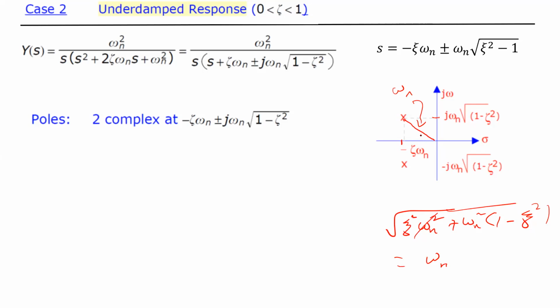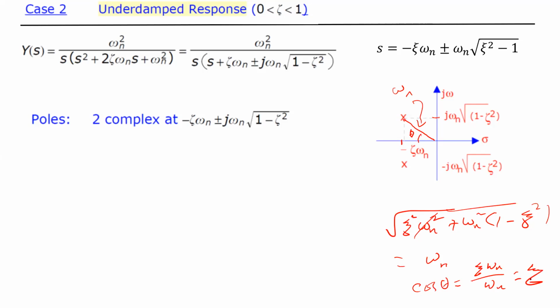How about the angle theta? Let me call this theta, because I'm going to use it a little bit later. So cosine theta is equal to what? Equal to zeta. I'll take just zeta, it's a reference angle. It's going to be zeta omega n over omega n, which is equal to zeta.